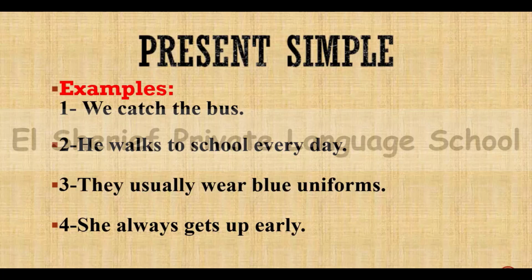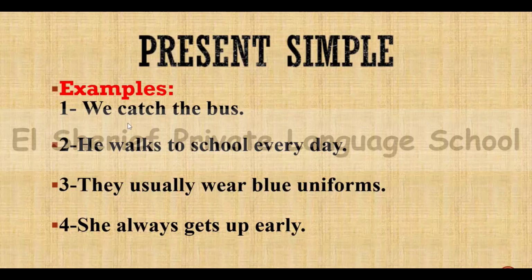In the first example, to make a simple sentence, you have to start the sentence with a subject. The first sentence started with the subject we, the second one starts with he, sentence number 3 starts with they, and the last one starts with she. So, to make a simple sentence, you have to start with the subject. You can start with any subject: we, he, they, she, I, you, Ahmed, Mahmoud, any subject.